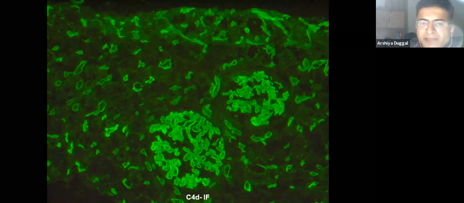C4d can be done by immunofluorescence, which I'm depicting here. This is a direct immunofluorescence where you see glomeruli showing staining of the glomerular capillary wall, as well as diffuse staining in the peritubular capillaries. The staining of the peritubular capillaries is the most important thing.